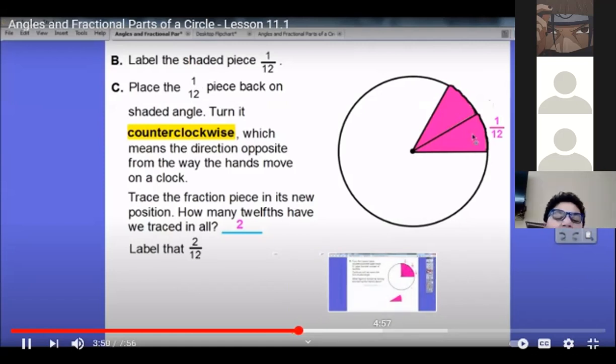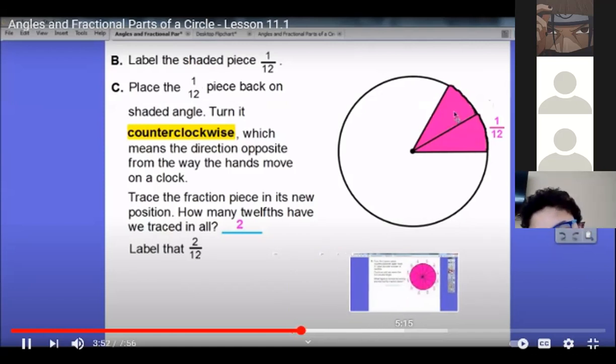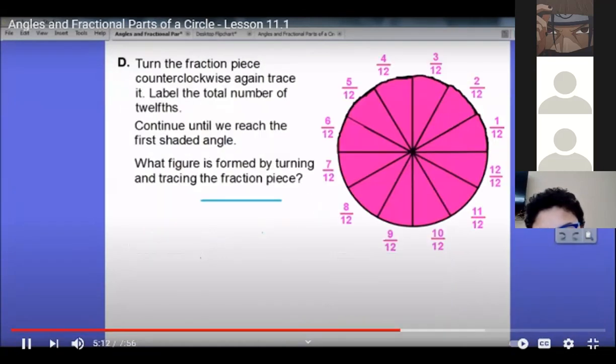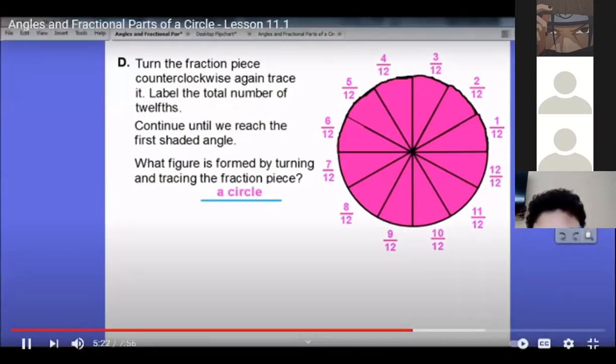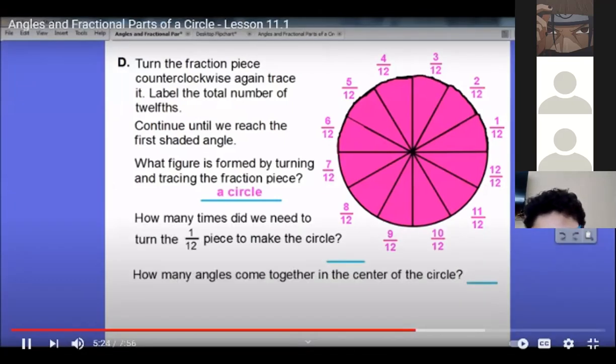And we have here 1/12, here's another 1/12, so there's two of them. Then 9/12, 10/12, here's 11/12, here's 12/12. 12/12 gave us one entire circle right there. So what figure is formed by doing all of that? A circle is formed right there, okay? So how many times do we need to turn the 1/12 piece to make the full circle? Here's 1, 2, 3, 4/12, 5/12, 6/12, 7.